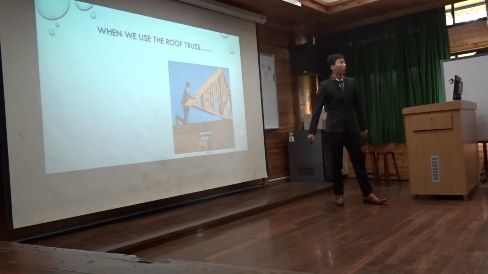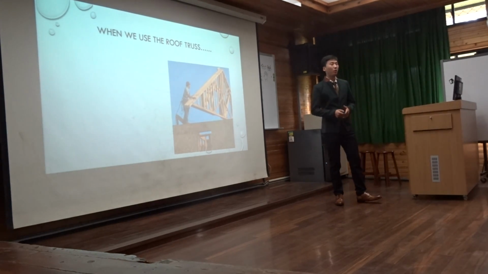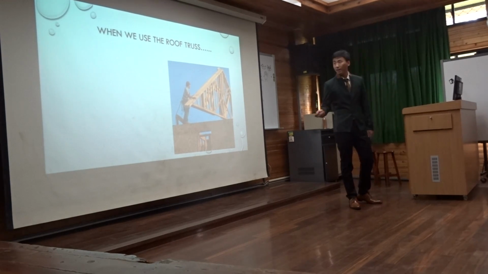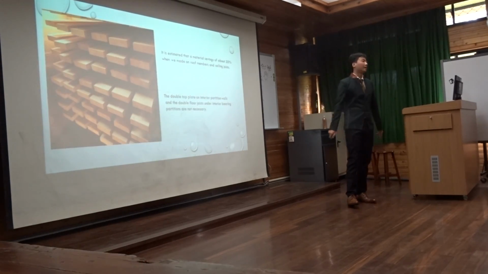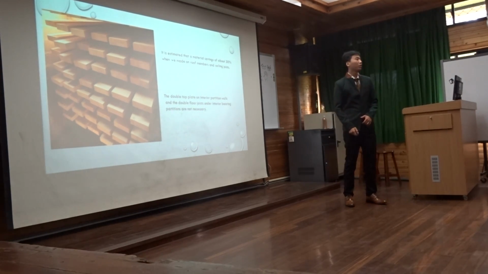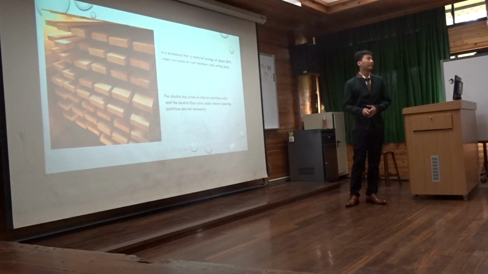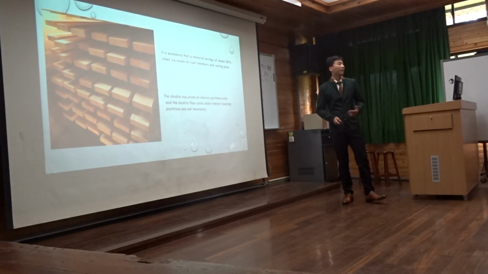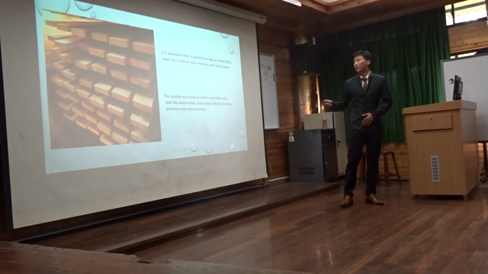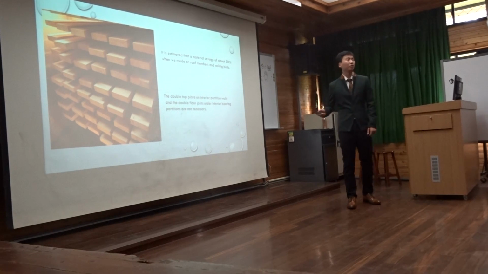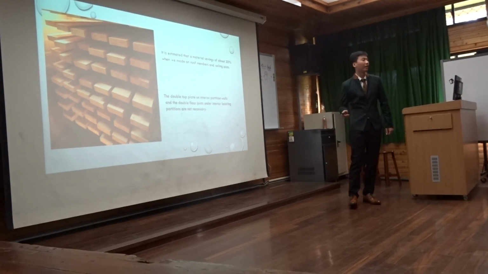Okay, when we use the roof truss, what will we get? A benefit or a deficit? It is estimated that there is a material saving of about 30% when we make roof members and ceiling joists. But why do we save the material? Because the double top plate on interior partition walls and the double floor joists under interior bearing partitions are not necessary.